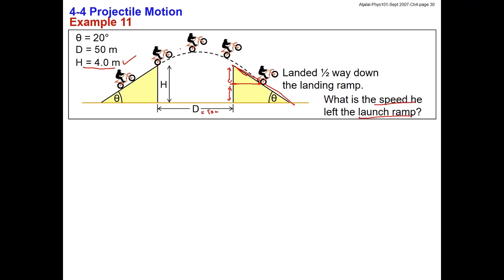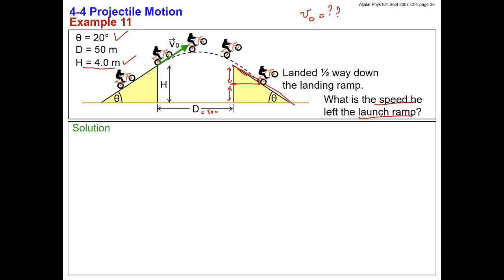What should be his speed? I already gave you the launch angle. The launch angle is 20 degrees, because he is following this launch ramp. So the question I want answered is, what is the launch speed? What is V naught? Now let's exploit the data of the problem. When he leaves here, he has an initial velocity. I know the direction, 20 degrees, but I don't know the magnitude. And that is the question, the magnitude of the velocity.